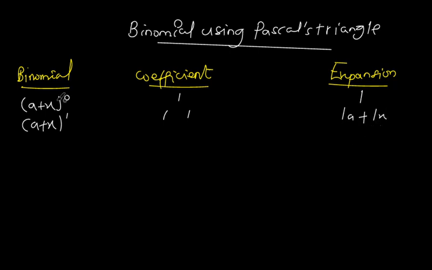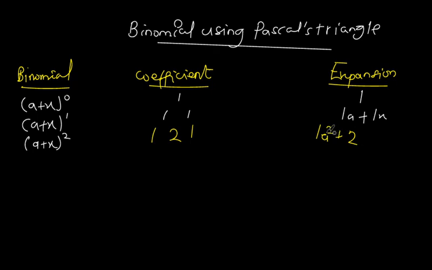Now from the second power it becomes interesting, which is the third row over here. So we have a plus x raised to the power 2. For this expansion we repeat the 1 over here. Now 1 plus 1, we add this to get 2 and write it in the middle. Then we repeat the 1 at the end again. So what this is telling us is that first we write 1, then the a term squared, then plus, then we write 2 as the coefficient.